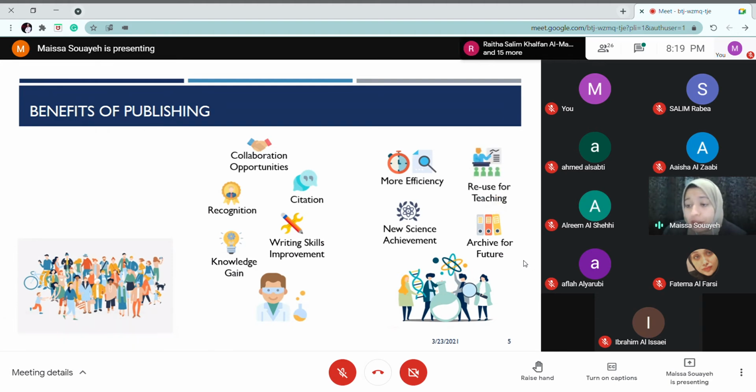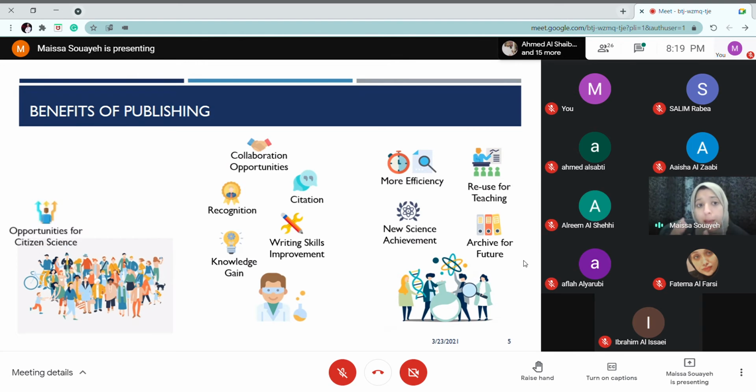And the most important thing about publishing is that what you publish can be reused for teaching. Imagine this: the information or the science or the data you are publishing will live through generations. It will be used for teaching, it will be used for sharing knowledge, and it will be used to add knowledge to people.